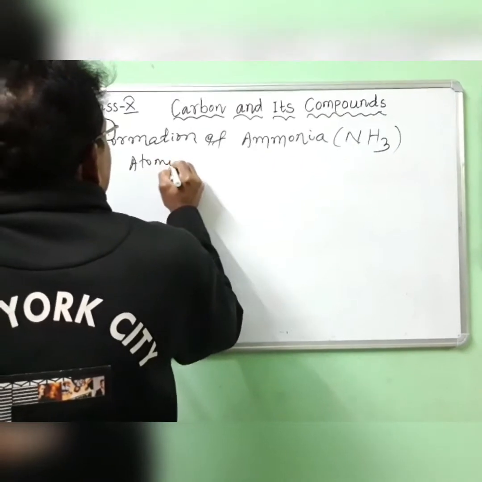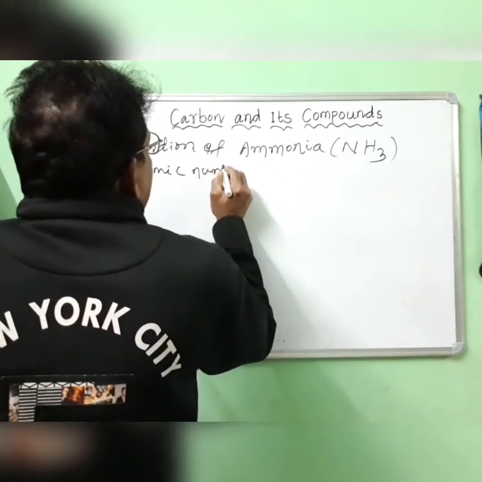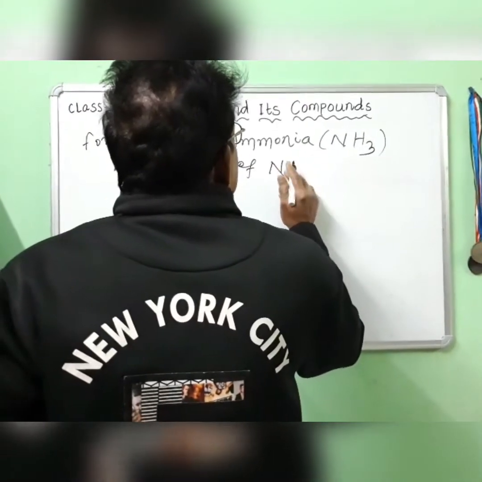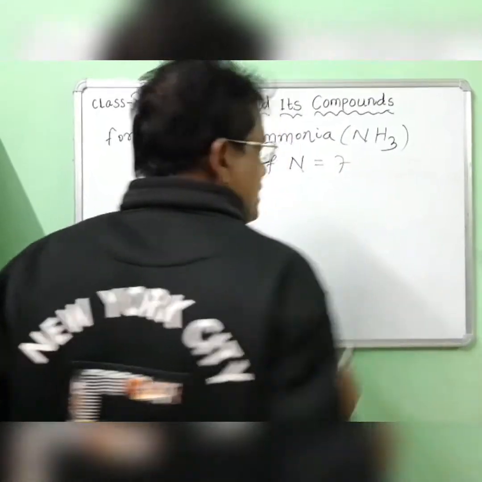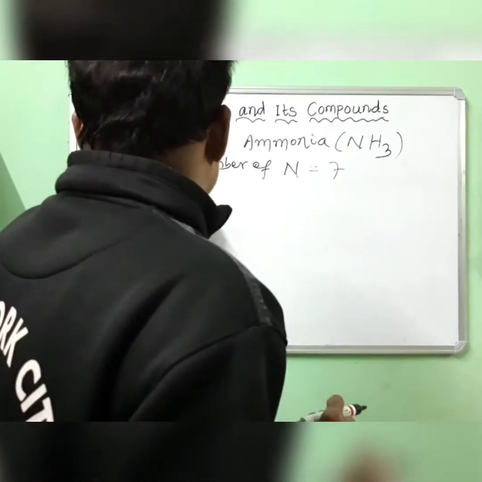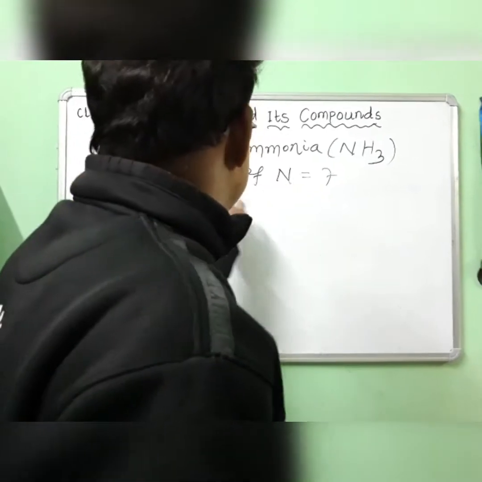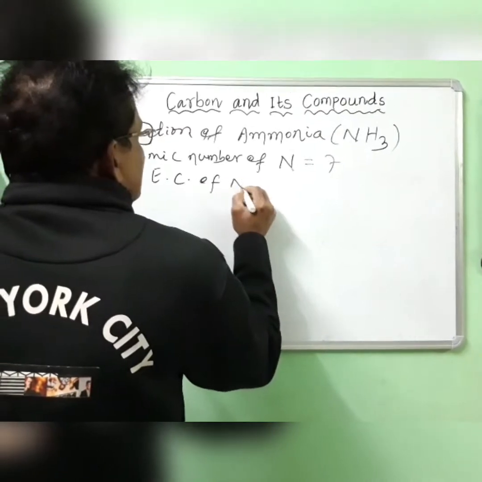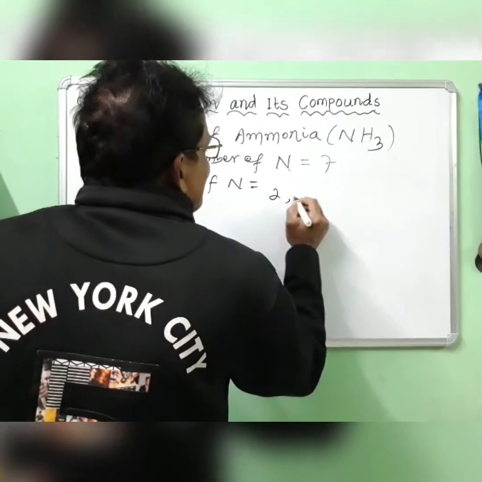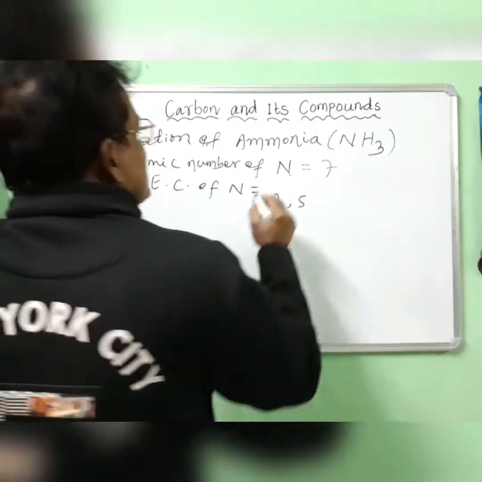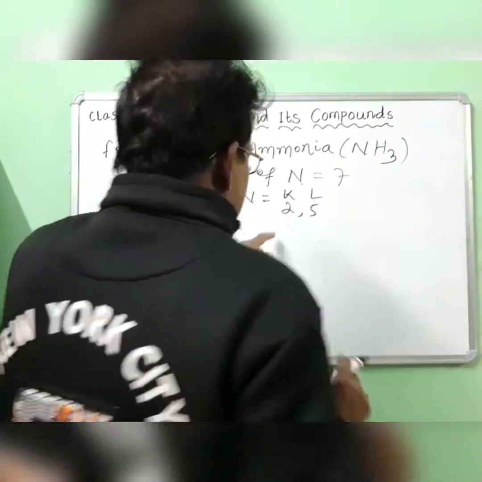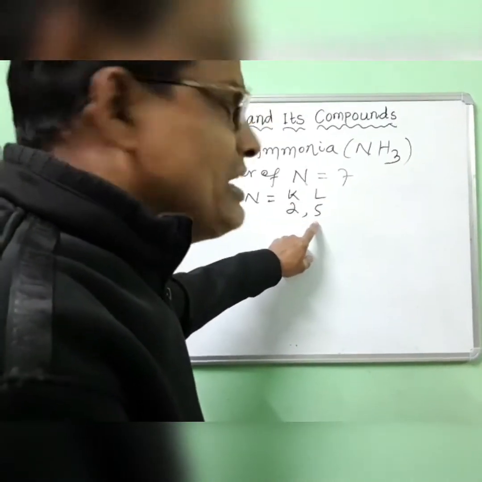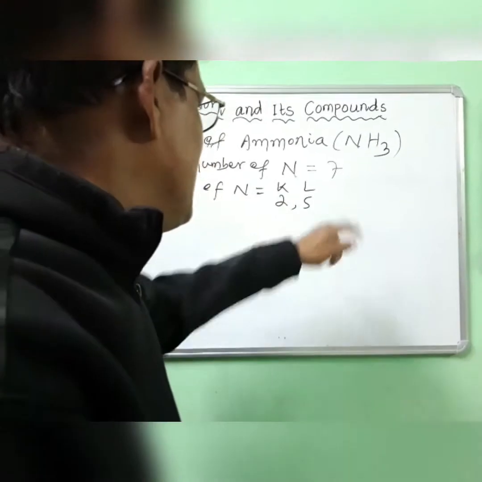The atomic number of nitrogen is 7. Clear? The electronic configuration (EC) of nitrogen is 2, 5, that is K, L. It contains 2 electrons in the K cell and 5 electrons in the L cell. Okay.